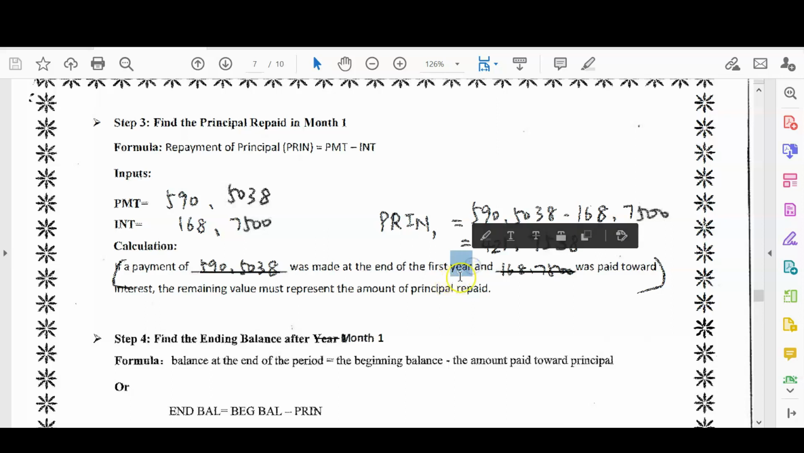Okay, if a total payment of 590 was made at the end of the month, here we should change this to month. Let me update it later. And 168 was paid towards the interest, then the remaining value must represent the amount of principal repaid.